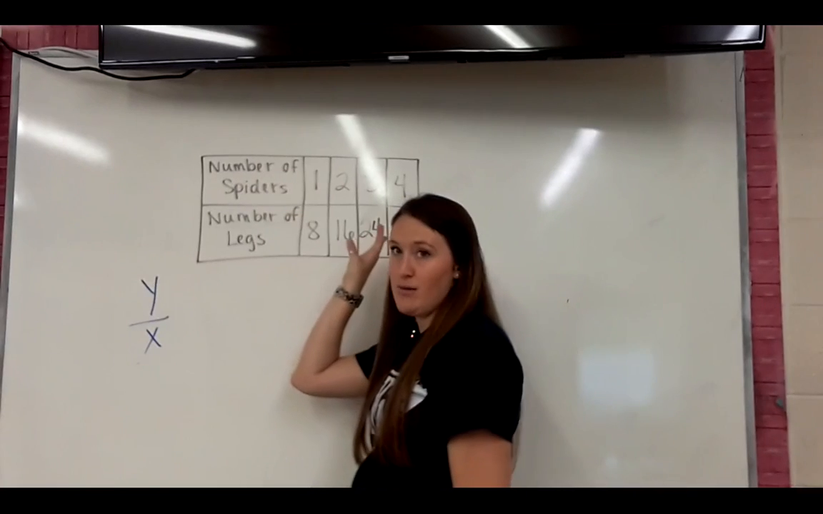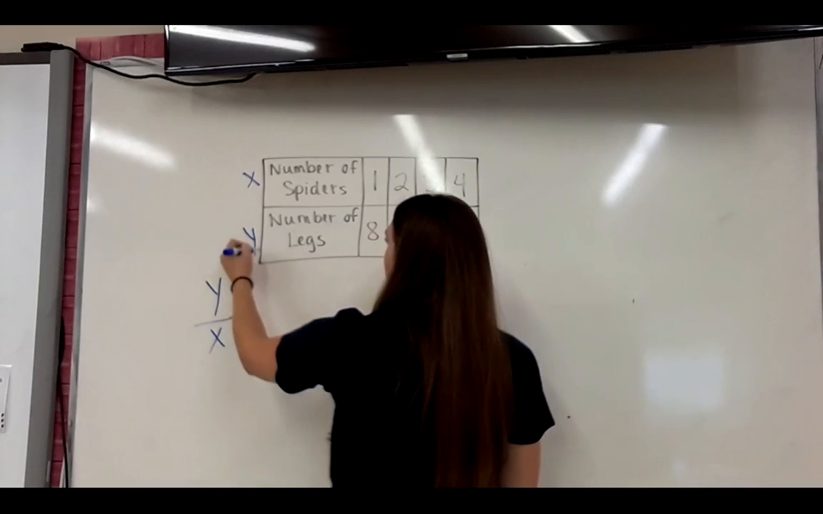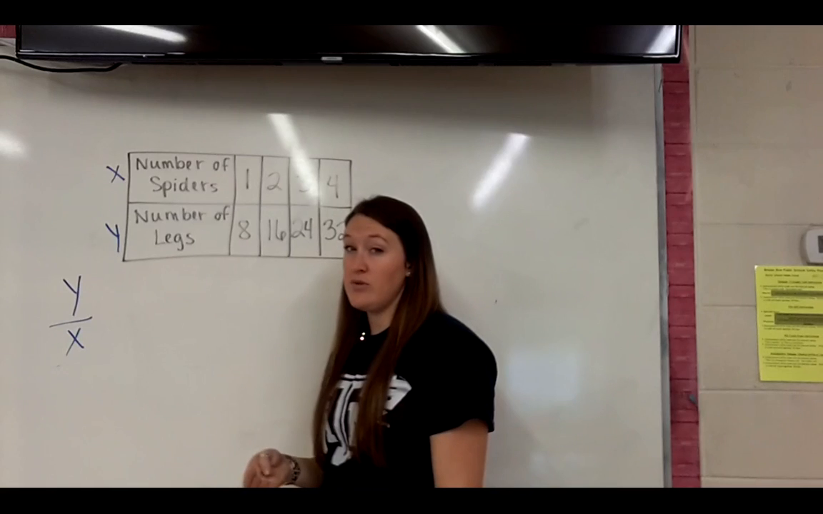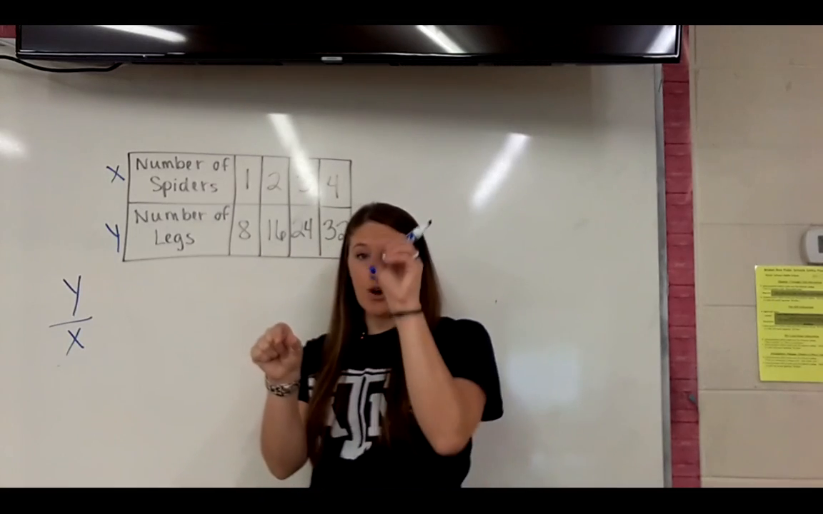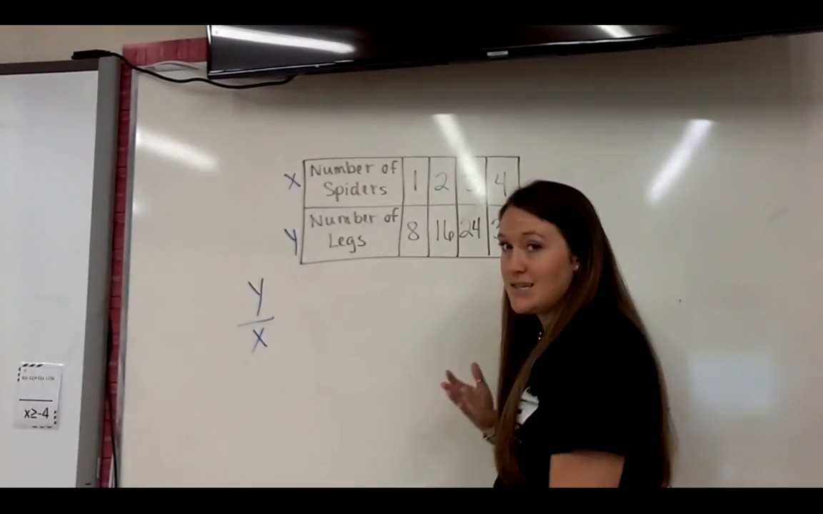Now, in the tables, if they're sideways like this, they always give you x on top and y on bottom. If they're up and down, we know this from the past. X is always in the first column, y is in the second. So we always set it at y over x to see if it's proportional.